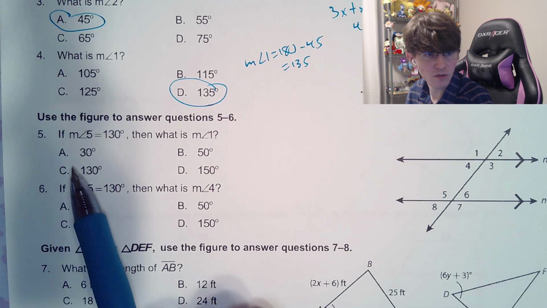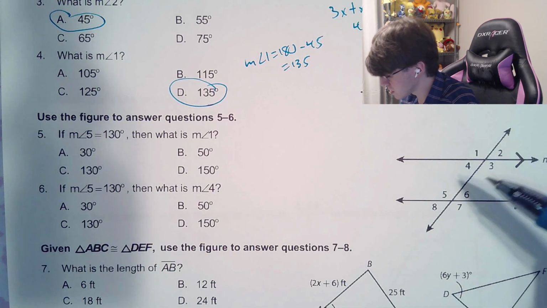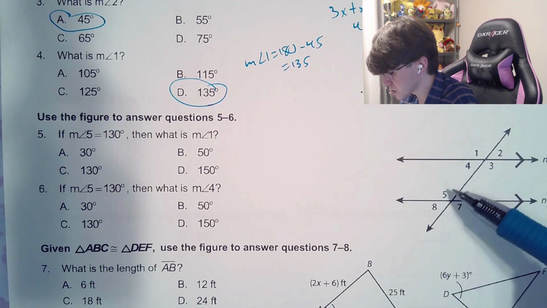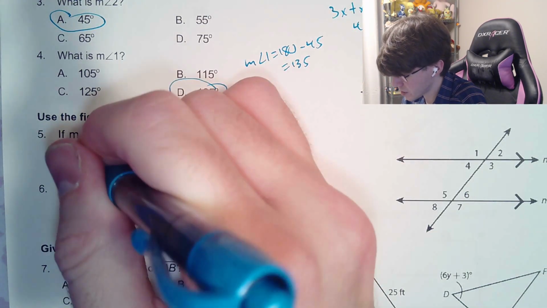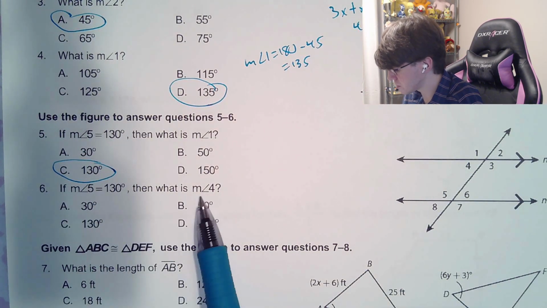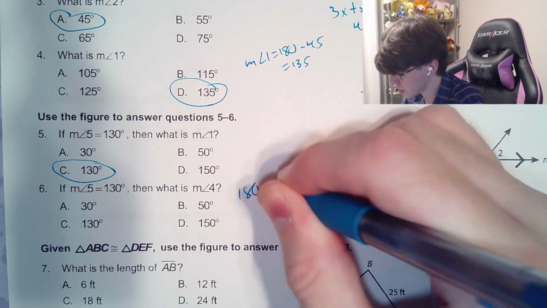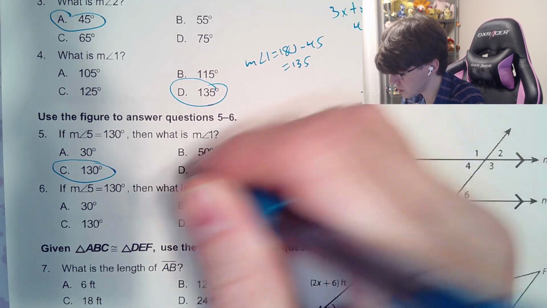Here we go. The measure of angle 5 is 130 degrees. What is the measure of angle 1? We've done a whole bunch of these. So measure of 5 and 1, these are the same. They're called corresponding angles, so that one's guaranteed to be 130. If the measure of angle 5 is equal to 130, what is the measure of angle 4? These ones add to 180, so 180 minus 130 is 50.